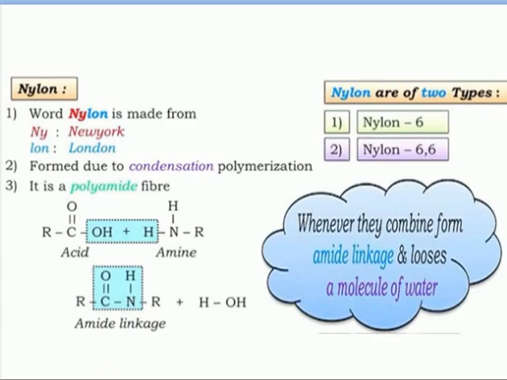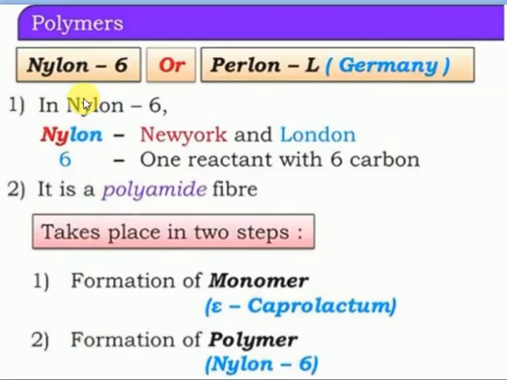Okay students, let's start our discussion regarding nylon 6 only. Very important students. Nylon 6 is also called perlon. Perlon is the German name only. Students, consider nylon 6: the name is derived from New York and London, but it contains 6 carbon atoms only.